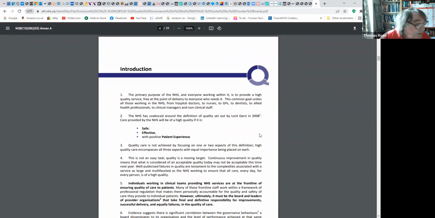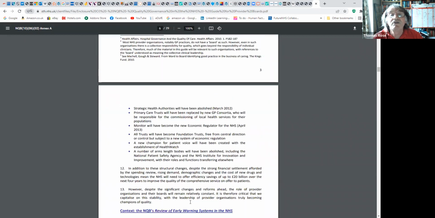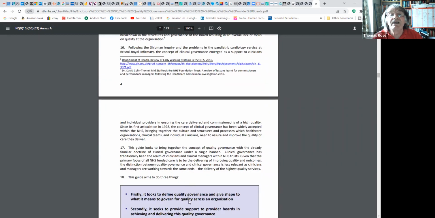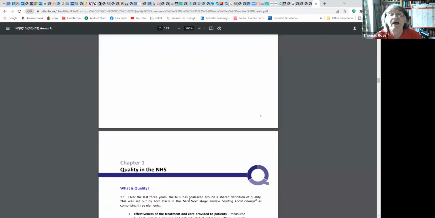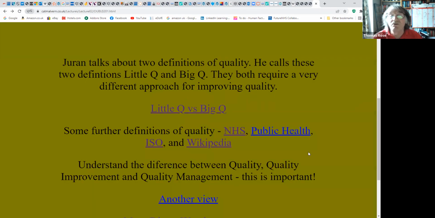But if we go down a bit further to page 8, and all of these documents will be readily available when you get the link to the site. There's a bit more detail there about what each of those 3 terms means, and they are predominantly to do with little q. It's still a good definition for quality.